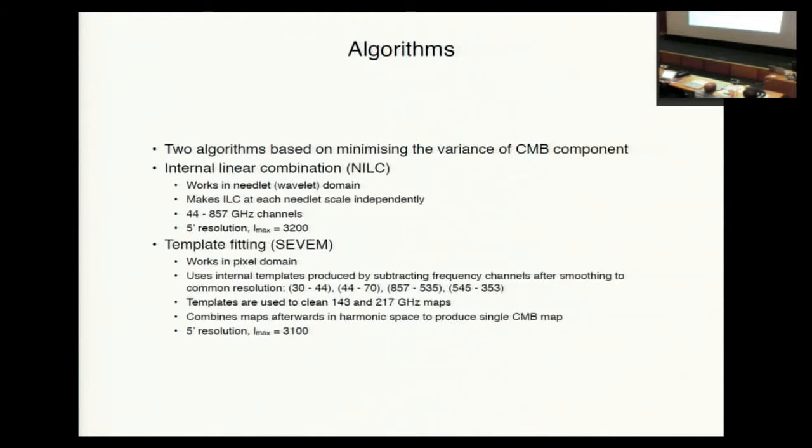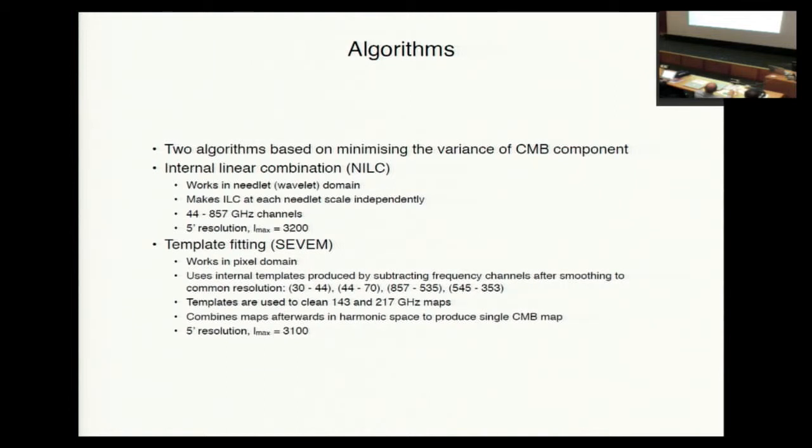There are two other methods which we use, which are based on blind methods. They minimize the variance of the CMB component. There's an internal linear combination, NILC, which works in the wavelet or needlet domain, and it makes a combination of the data at each needlet scale independently. This one uses 8 channels. The LFI 30 gigahertz channel was dropped from this one. It does it at 5 arcminute resolution and a maximum multipole of 3200.